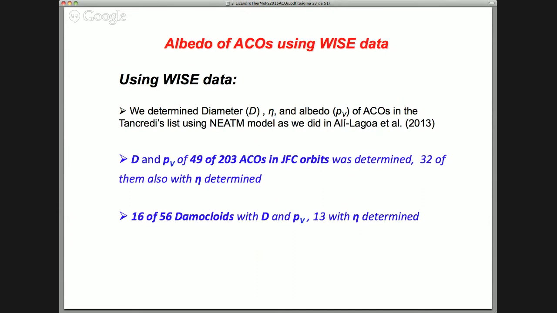as we did in a paper by Lila Goa et al. about the B-type asteroids. I strongly recommend it. So we determined the diameter and albedo for 49 of the 203 ACOs in Jupiter family comets, 32 of them also with determined eta, because we had enough data in filters 3 and 4, at 11 and 24 microns, 20-something microns. And for the Damocloids, 16 of the 56 with determined D and albedo, 13 of them with determined eta.